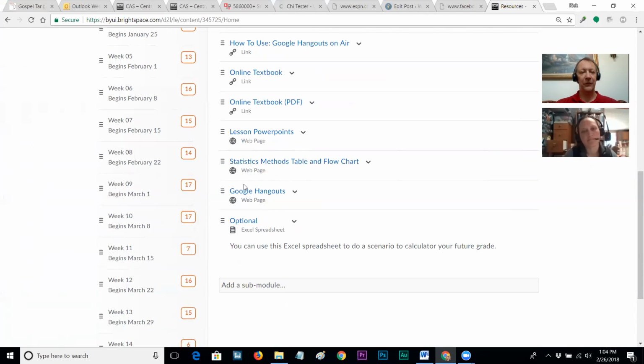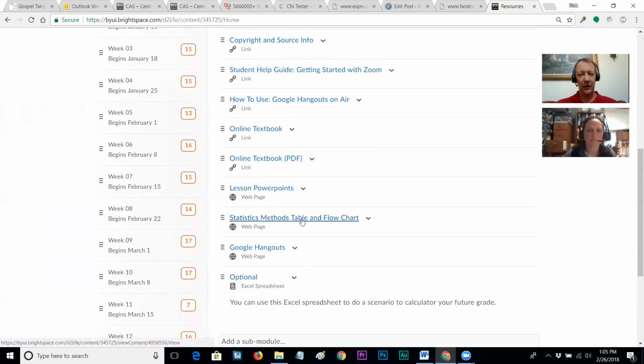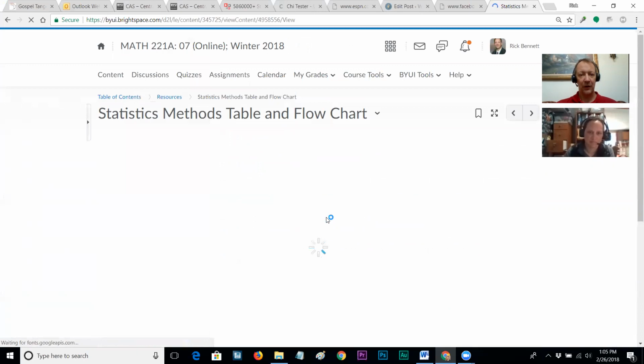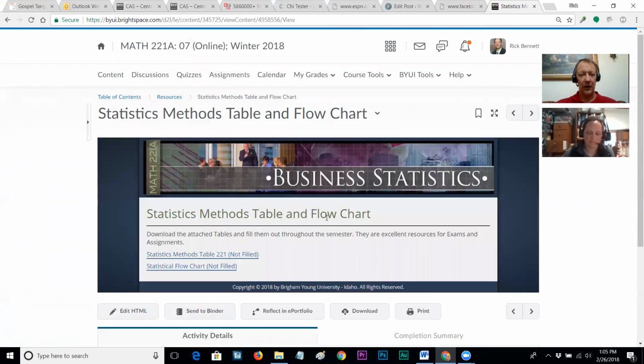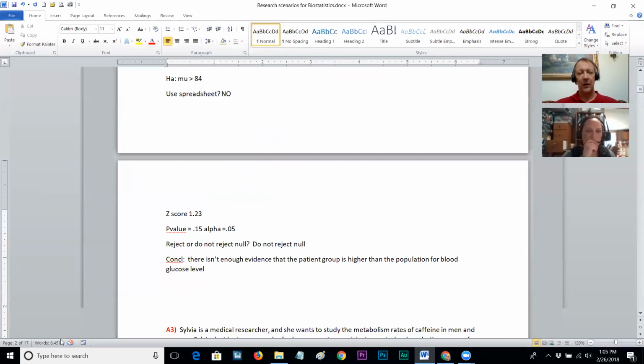Here it is. If you're in the table of contents, you go down to resources at the very bottom. You go to the flow chart here, the second one. Here's what you can do. This is blank, it's not filled in, and it's going to open.